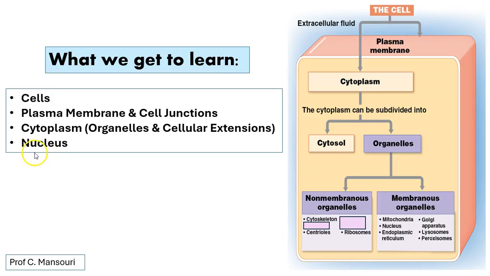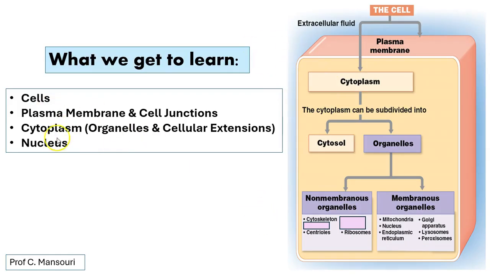So let's go ahead and get organized. What do we actually get to learn in this lecture? Well, first we're going to learn about cells and the basic components of cells, what they look like and the diversity of cells. And then we're going to go into the plasma membrane and cell junctions. So the plasma membrane is going to be that barrier that's holding everything inside the cell together. We're also going to talk about cell junctions, which allow different cells to be connected to one another.